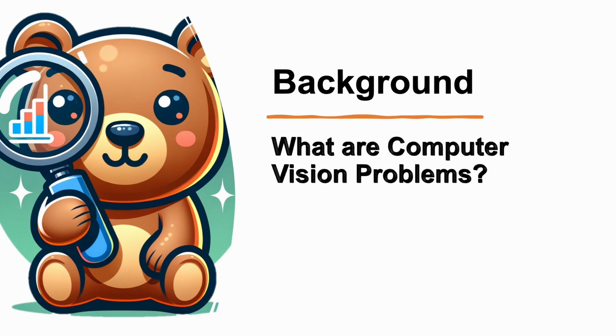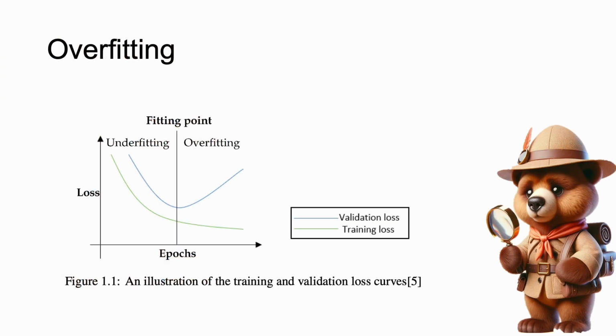So what are computer vision problems? Computer vision is about teaching computers to see and understand pictures and videos. Overfitting is a big issue, where computers get really good at recognizing specific pictures that they have seen before, but then struggle to recognize a new one.